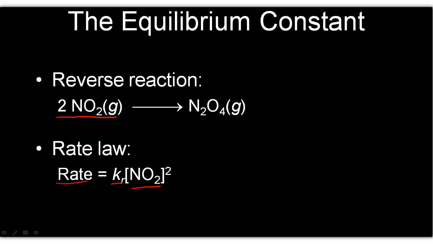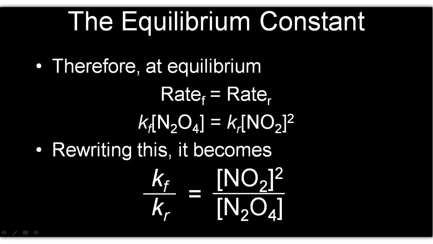It doesn't matter. So as we said, when we're at equilibrium, the rates are equal to each other. So the rate of the forward and the rate of the reverse are the same. If they are the same, that means we can write the rate laws as being equal to each other. And then if we solve for the common variables, the rate constants on the left and the concentrations on the right, this is what we end up with.